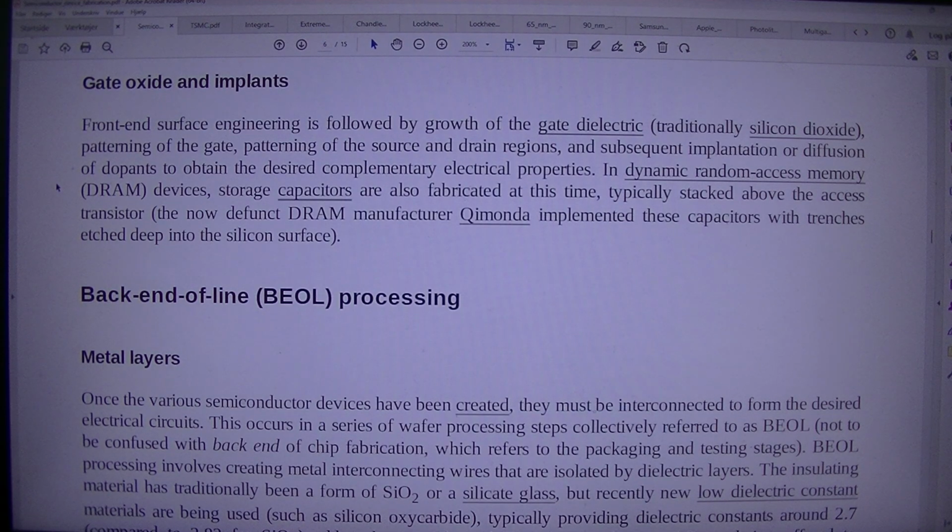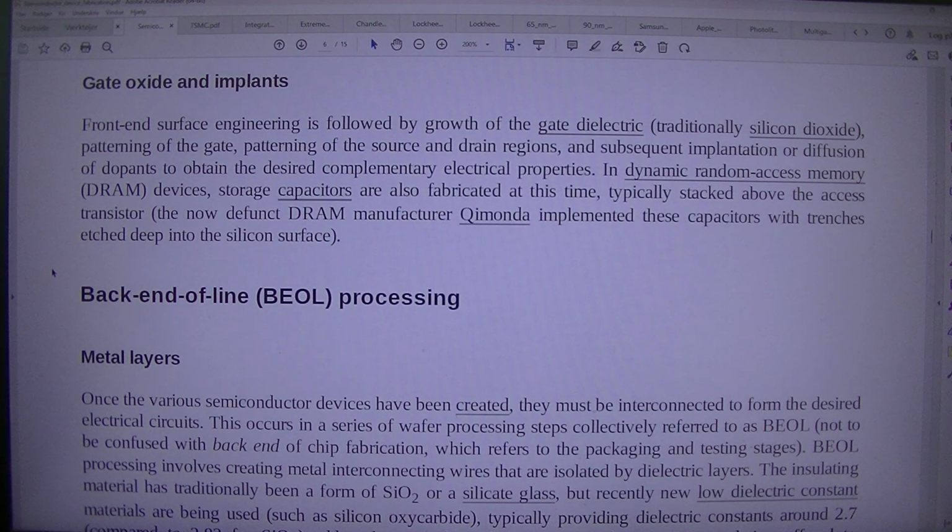complementary electrical properties. In dynamic random access memory, DRAM, devices, storage capacitors are also fabricated at this time, typically stacked above the access transistor. The now defunct DRAM manufacturer Qimonda implemented these capacitors with trenches etched deep into the silicon surface. Back end of line, BEOL, processing.